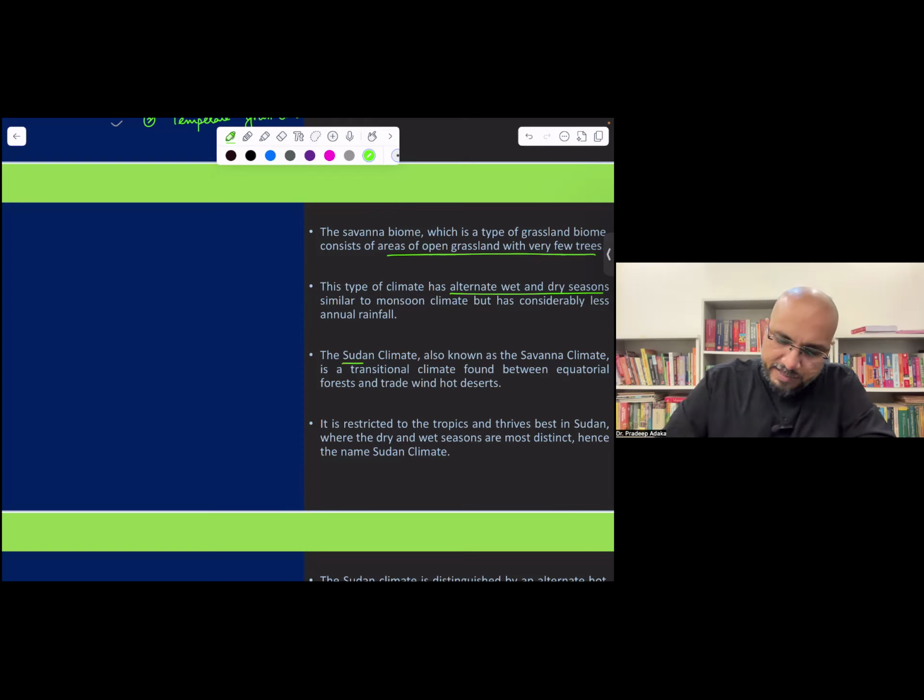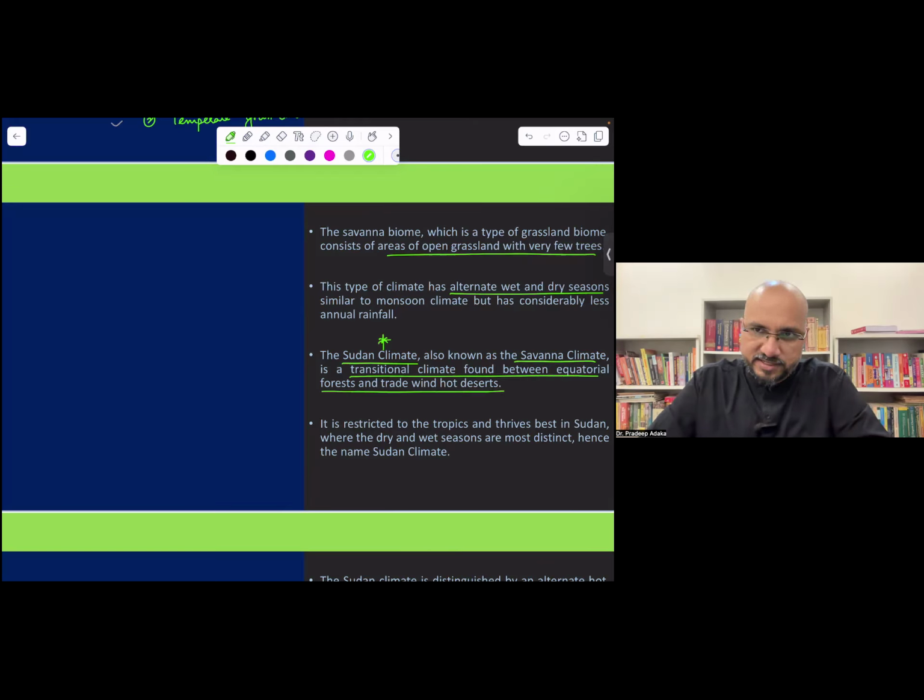So the Sudan climate is also known as the savanna climate because this is the characteristic climate in the Sudan region. The Sudan climate, also known as the savanna climate, is a transitional climate found between equatorial forest and trade wind hot deserts. So they fall in between. Okay, so it is restricted to the tropics and thrives best in the Sudan. That is why it is called a Sudan type of climate.